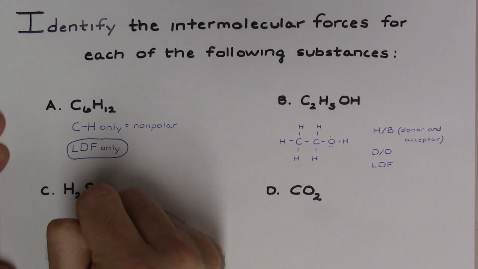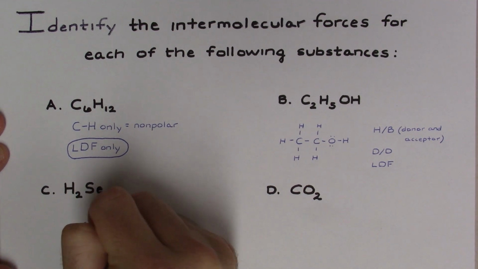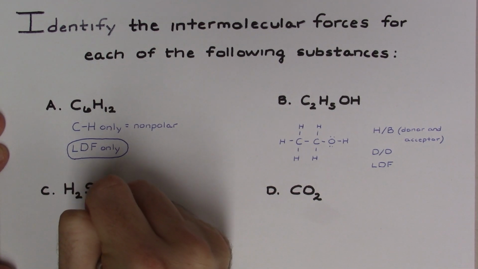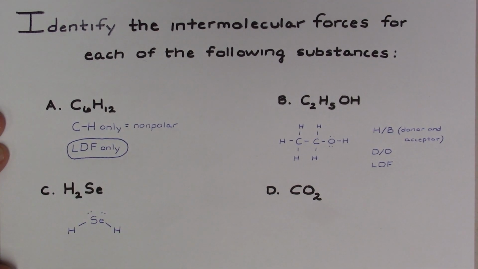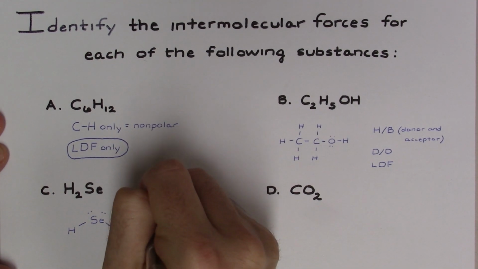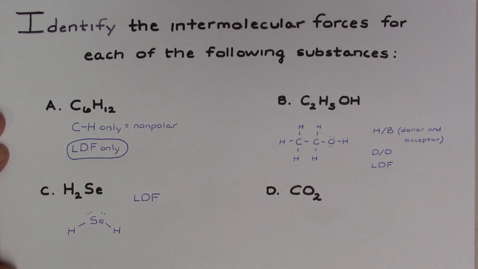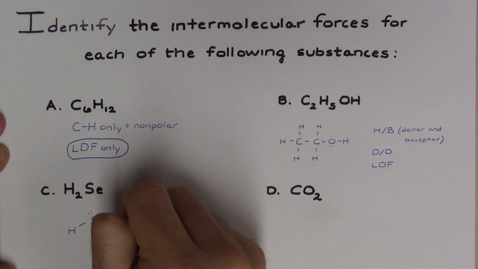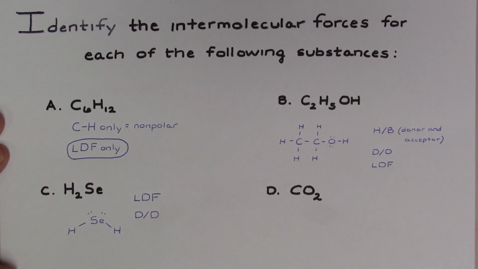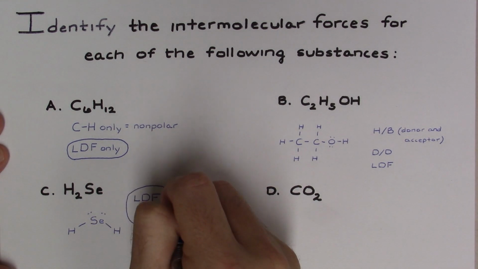Our third example, H2Se, has a molecular geometry similar to that of water. It is drawn here with 2 lone pairs of electrons on the central atom. Because it does have electrons, it does still have London dispersion force, but because of that central lone pair set, it is going to be polar. This will give us a dipole-dipole intermolecular force. For H2Se, we have 2 of the 3 intermolecular forces.